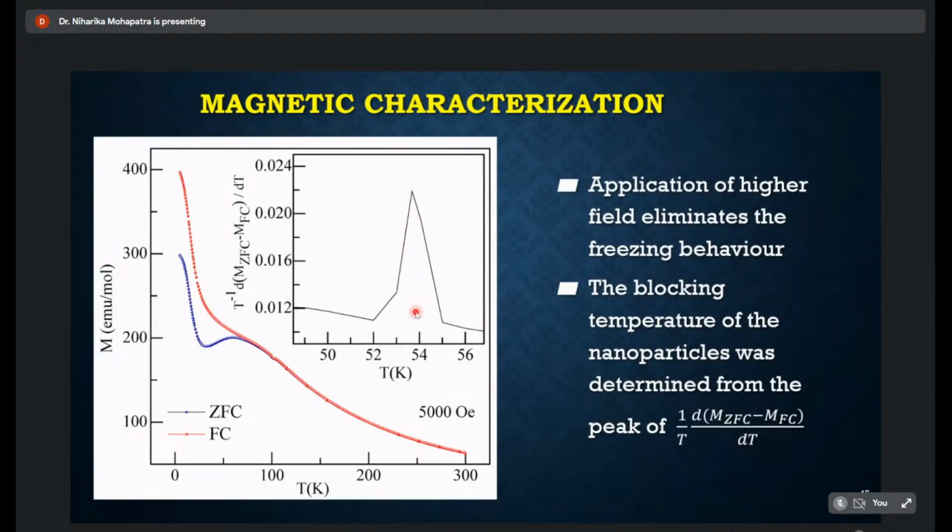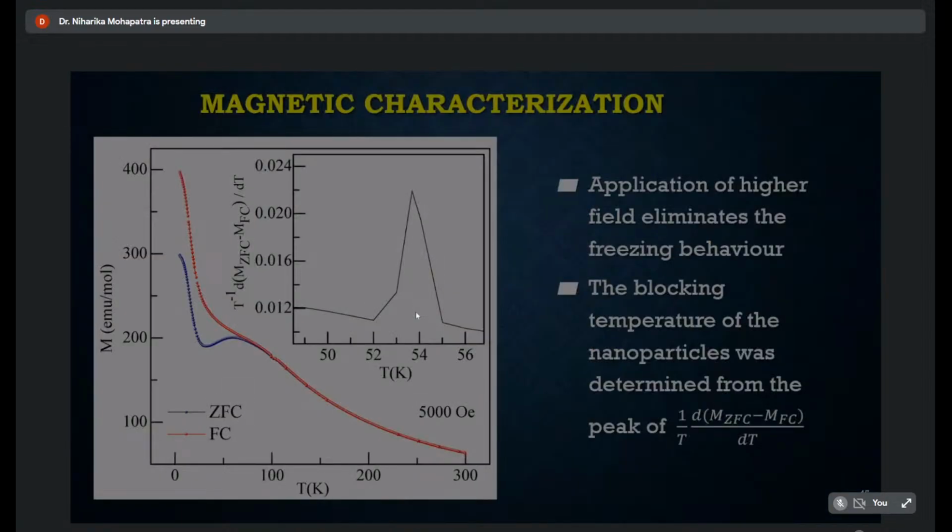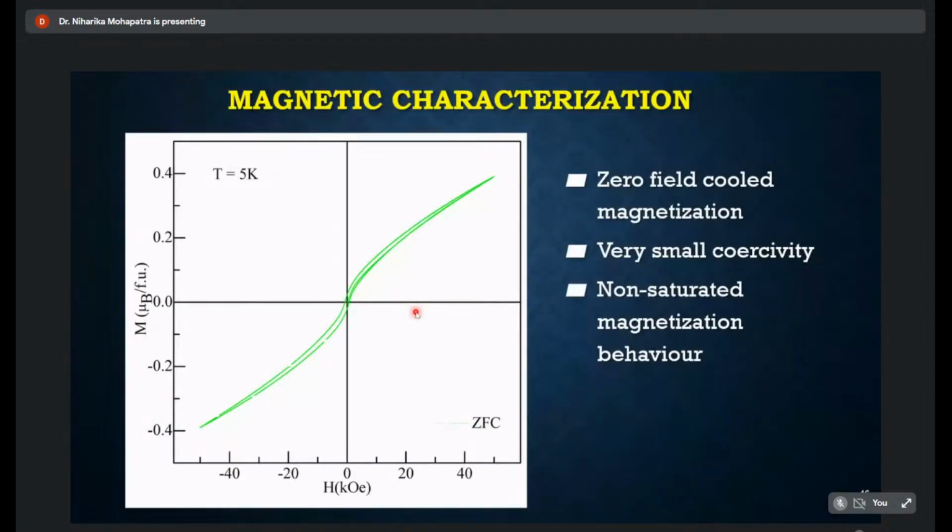So with this characterization, we look at the magnetization loop, or the hysteresis curve. This is the hysteresis curve that we find, the zero field cooled magnetization. We can see that it shows some sort of soft ferromagnetic behavior. This is a very soft material where the loop size is very small, and this may be due to the superparamagnetic behavior of the Fe3O4 particles.